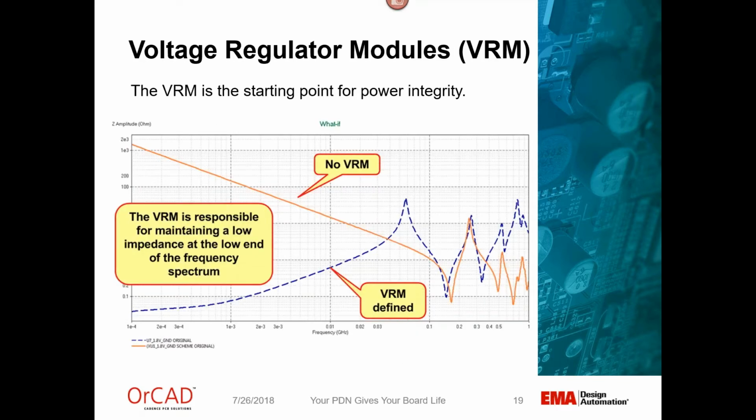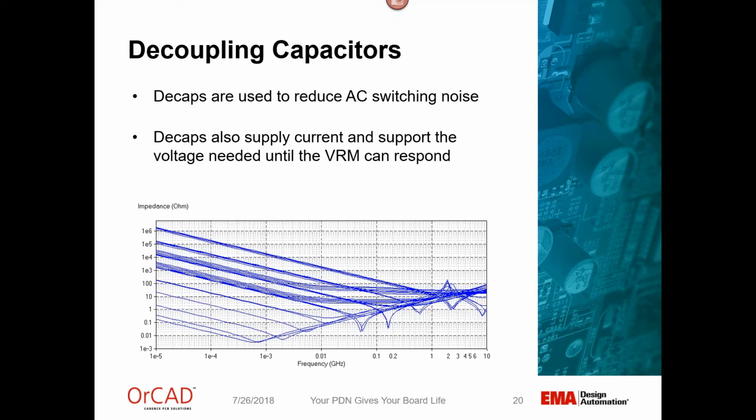So for the VRM, beyond picking the right VRM, on our board side we don't have too much to do with it, except understand that it is hugely responsible for controlling the low impedance at the lower frequencies. And it is a starting point for our power supply. So it's very important that we pick an appropriate VRM. You can see on this plot the comparison between the dash line, what it looks like once we have that VRM modeled, and what our impedance plot looks like in this what-if situation if we didn't have a VRM. We're going to focus more on decoupling capacitors today.